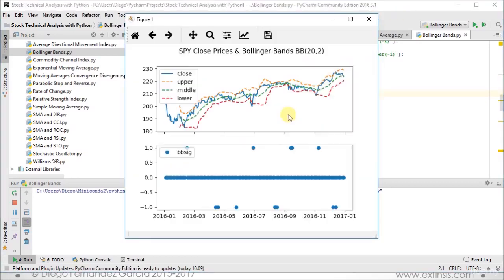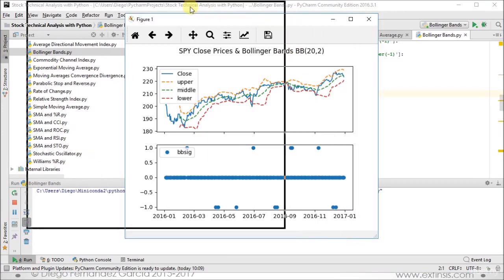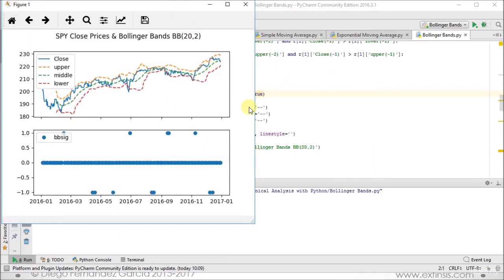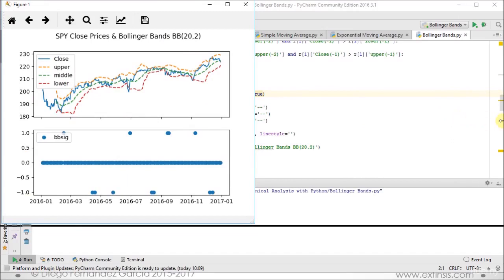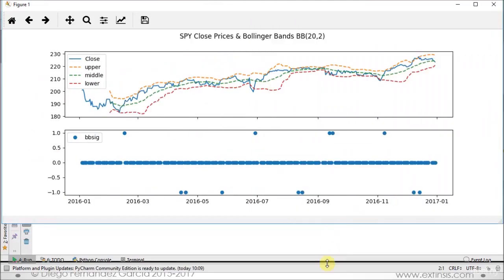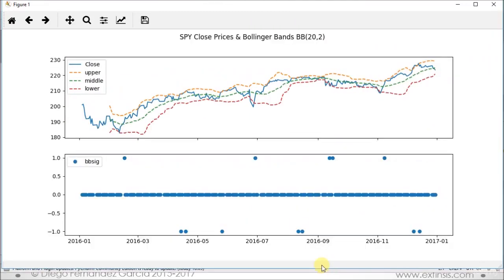So we're going to continue right here. This is the chart we just created, so let's make it full screen, which needs to be done manually because of the screencast. There we are, and all the way into the bottom. Perfect. So we have here SPY close prices and Bollinger Bands (BB) for 20 days and 2 standard deviations.